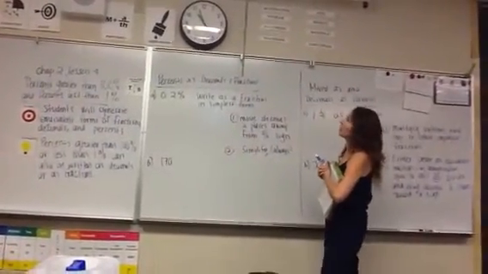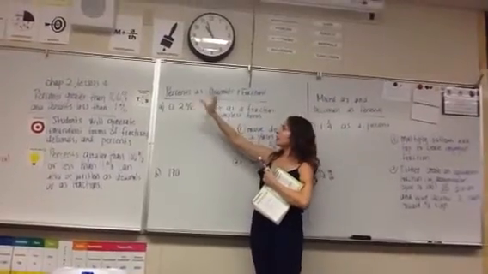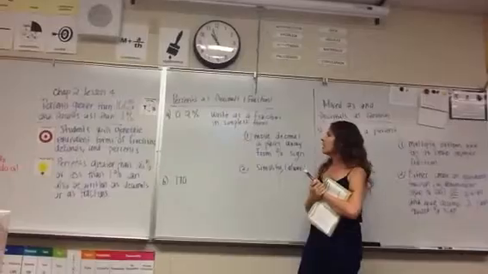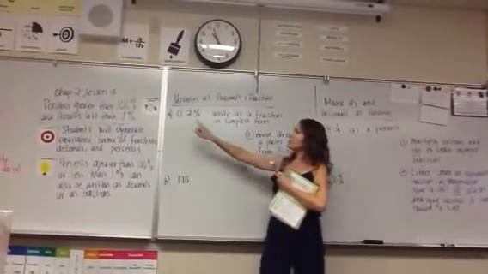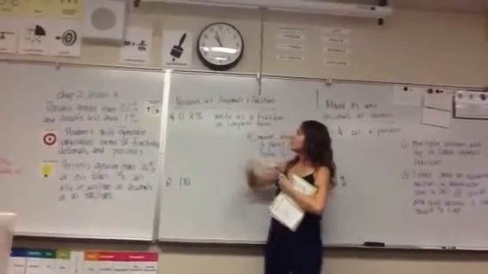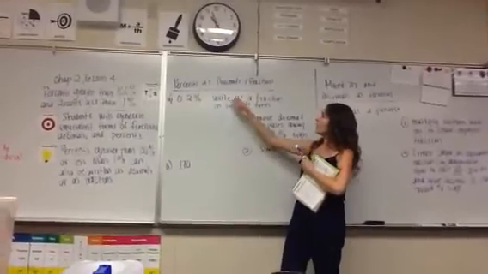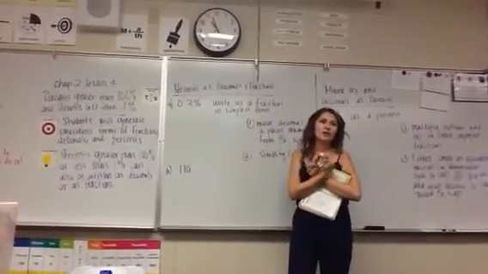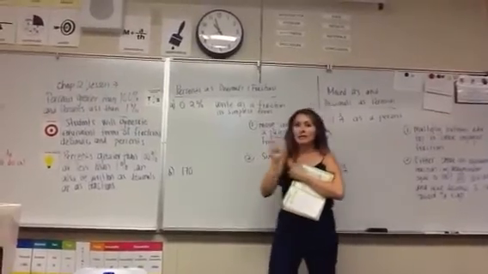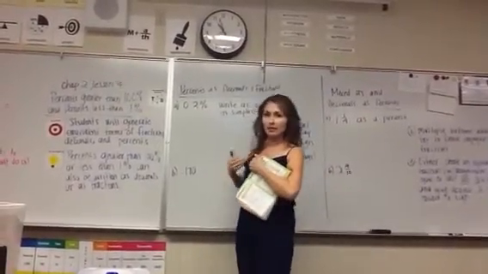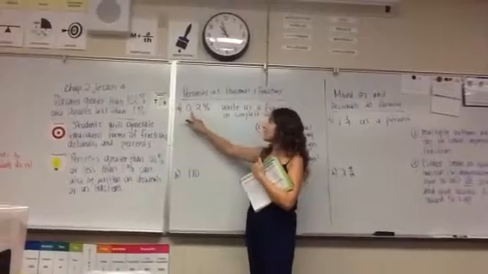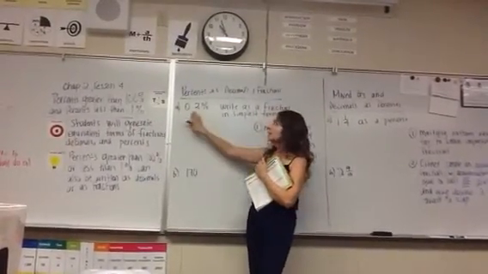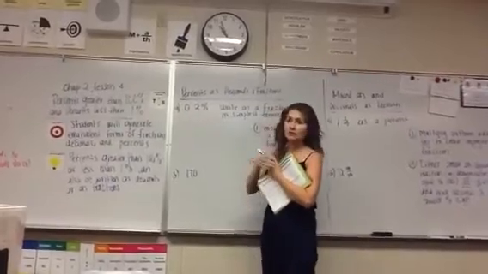Let's start with the first example. We're going to create percents, and we're going to make them into decimals and fractions. Our first example is 0.2%, and the directions say write as a fraction in simplest form. Yesterday, you learned how to make a decimal into a fraction, correct? Well, just because it's not a decimal does not mean we can't do it. It's a percent. Okay? You can have 0.2%.